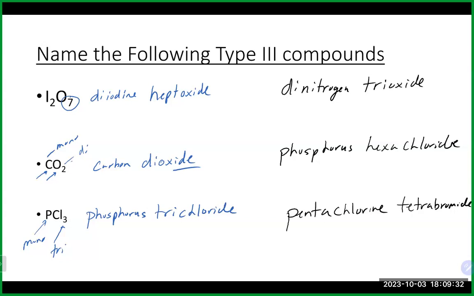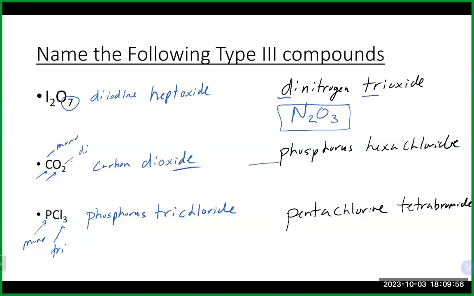Probably the fastest of anything to do is the next set on the right. Here we have the name and we want the formula. So really, as soon as I see prefixes, I pretty much know what I need to do. Di is 2, nitrogen is N, so that's N2. Tri is 3, oxide is oxygen, O3. I'm done. I don't have to balance out anything. I just pretty much write what it says.